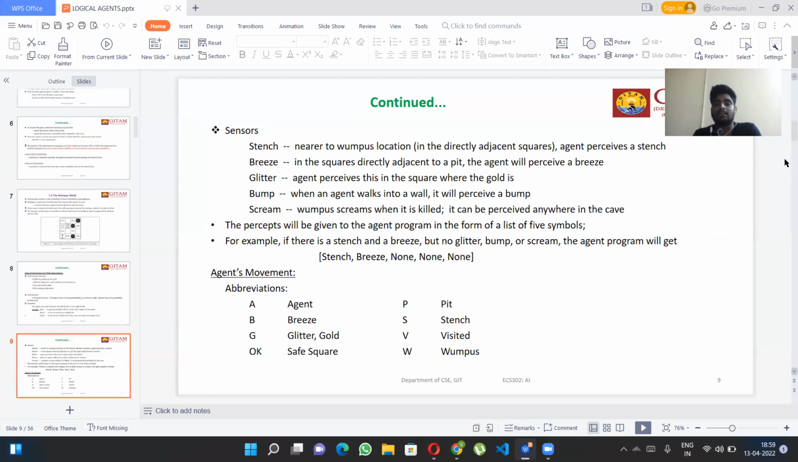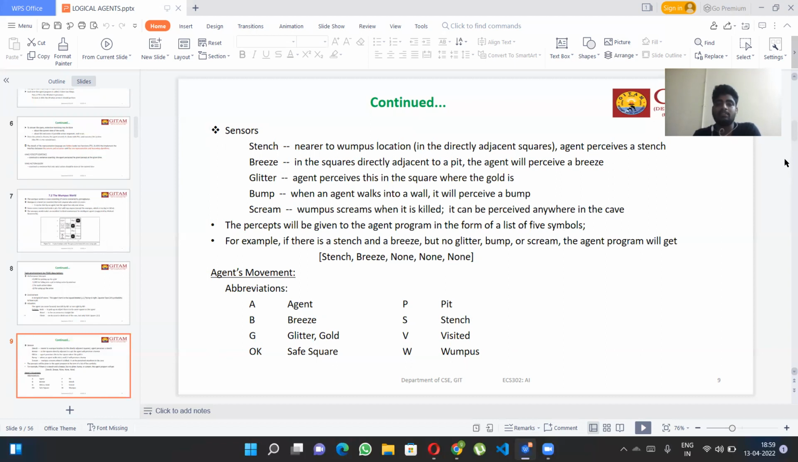The next one is glitter. The agent perceives this in the square where the gold is. The next one is bump. When the agent walks into a wall, it will perceive a bump. And the next one is scream.